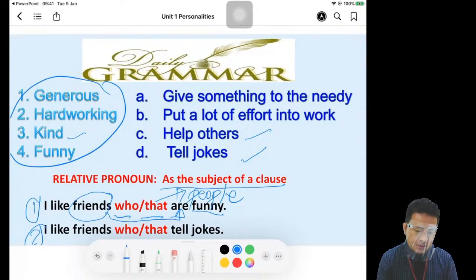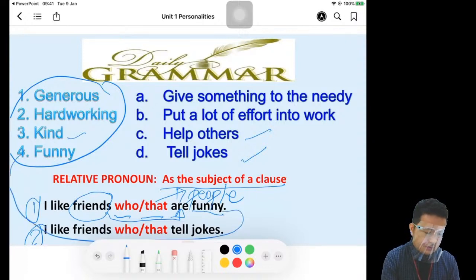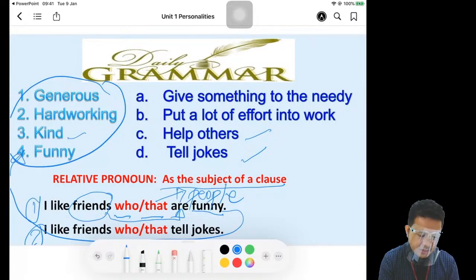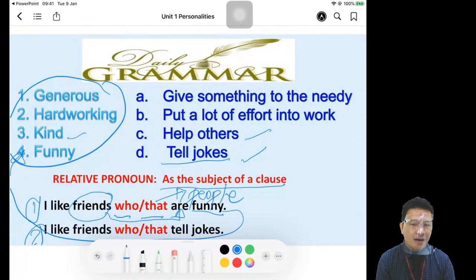So we use the first vocabulary word, which is in number 4. This time, let's try to combine into a sentence using the meaning of funny, which is tell jokes. The same structure: I like friends who or that are. So in sentence number 2, we have here, I like friends who tell jokes, or I like friends that tell jokes. Same structure, but the only difference is that in the first sentence, we use the vocabulary word, which is funny, and in the second sentence, we use the meaning of funny, which is tell jokes.